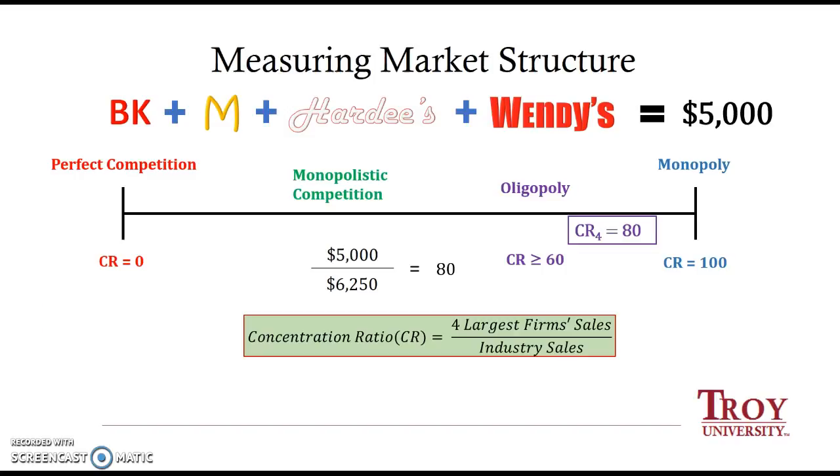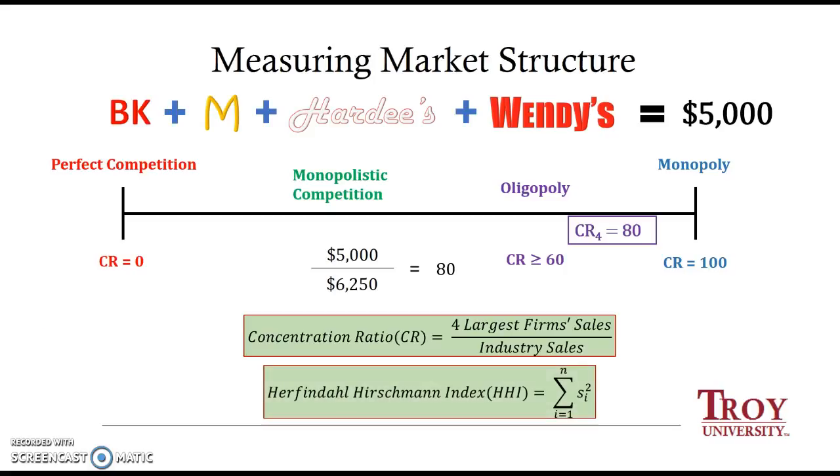One other way to measure market power is to use the Herfindahl-Hirschman index. The Herfindahl-Hirschman index takes the sum of the market share squared and places them in an index from 0 to 10,000. From our previous example, each of the four firms would have 20% of the market, so their market share would be 20. Square that market share of 20 to get 400. Next, add them together to get 1,600.